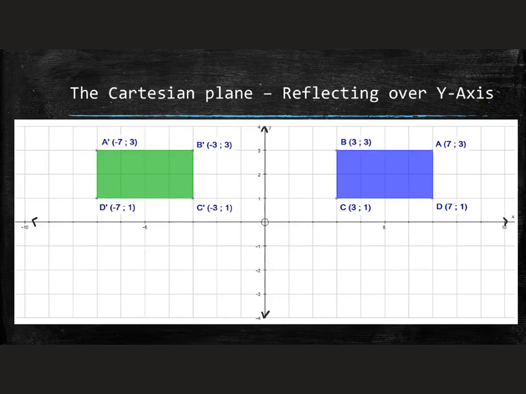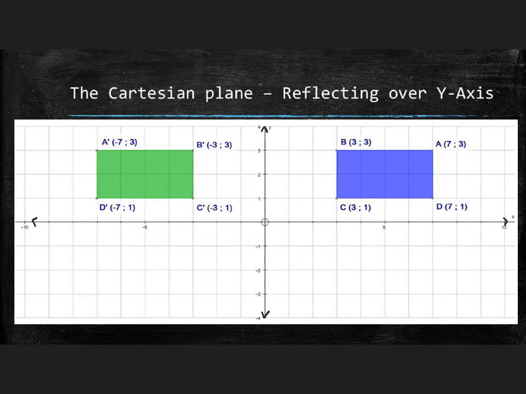Excellent. So you would have reflected it over the y-axis, and everything that was in quadrant 1 is now the same height but a different x value in quadrant 2. So this was 3 units away, which means this one is 3 units away. This was 7 units away, which means now it's 7 units away in the other direction, which is why it's negative. This was 3 units away positive, it's now 3 units away negative. This was 7 units away positive, it's now 7 units away negative.